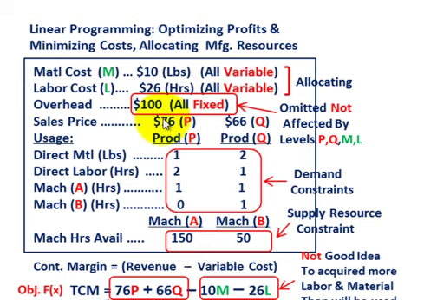And then we're going to have a sales price, and we're really dealing with two different products here, product P and product Q. And then we're going to have some usage for product P and product Q for the direct materials, direct labor, and then they're going to be going through two different machines, machine A and machine B. So we've got what we call the demand constraints that we have listed for each of those products. And then we're also going to have some other constraints here, and they're going to be for machining hours that are available for those two different machines that I'm showing here. And those are our supply or resource constraints that we'll be looking at.